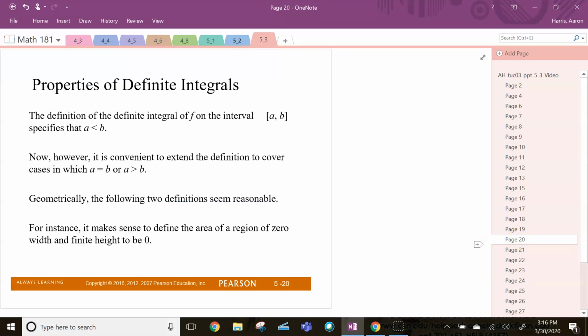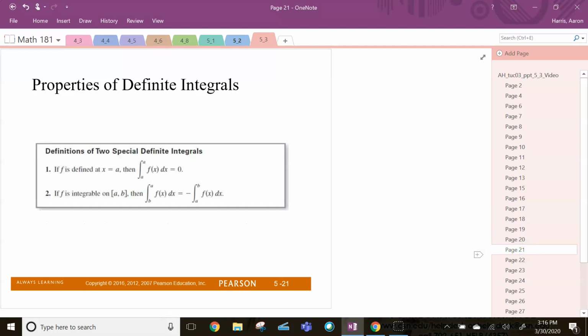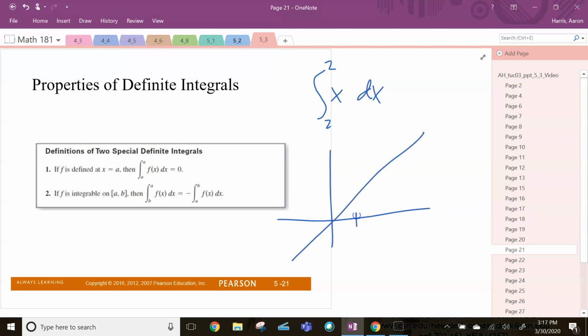Now, the definition of the definite integral is specifying that a is less than b. But let's think about a couple different properties here. What if you just have it going from a to a? Like you have some function of x and you're going from 2 to 2. Well, if you're going from 2 to 2, you've got no width on this thing. So 0, right? You've got some height, but you have a width of 0. So the area under the curve is 0.